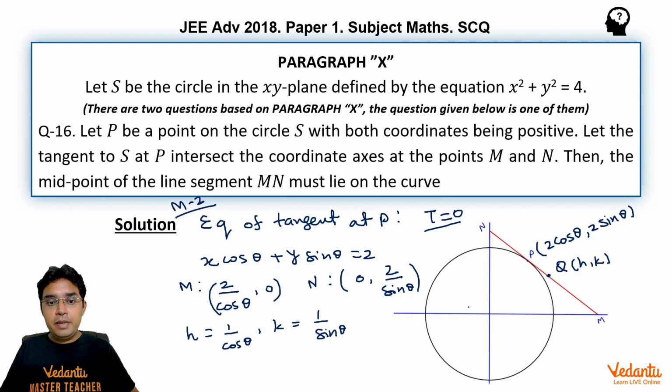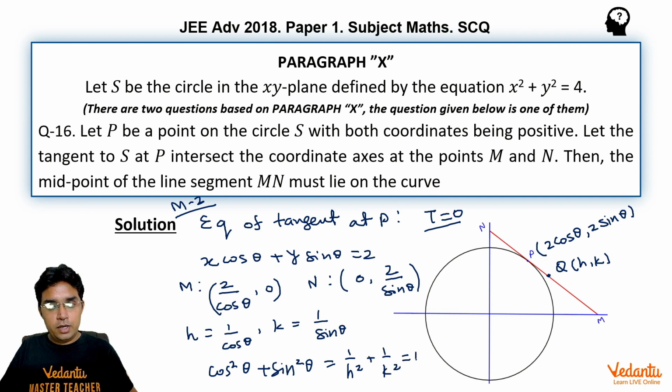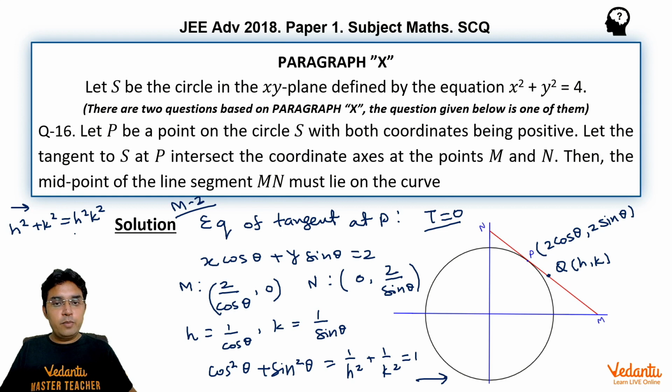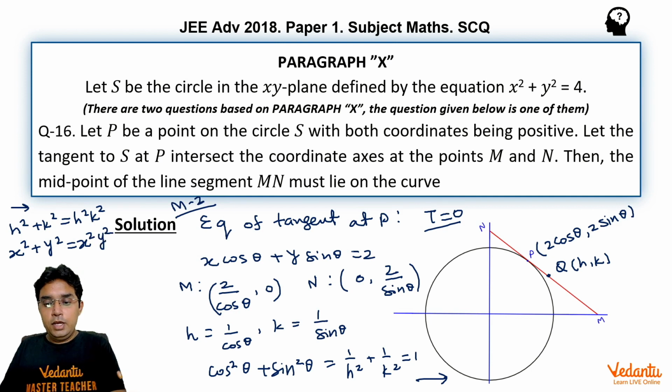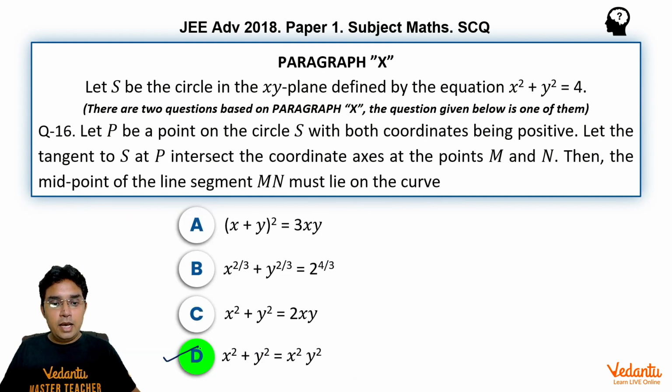So to eliminate theta, I think the best approach is we will be doing cos square theta plus sin square theta, which is 1 upon h square plus 1 upon k square is equal to 1. Now let me do this calculation in this corner. If I take LCM, we will get h square plus k square equal to h square into k square. So replacing h by x and k by y, we get same answer which we got in our previous method also. So we can check D is the answer for this question.